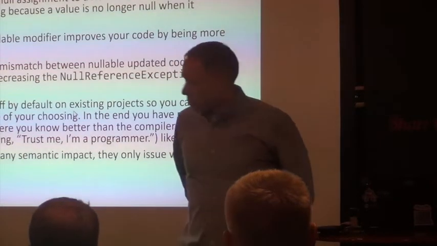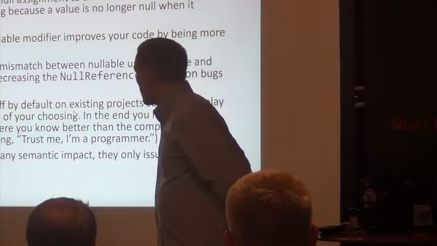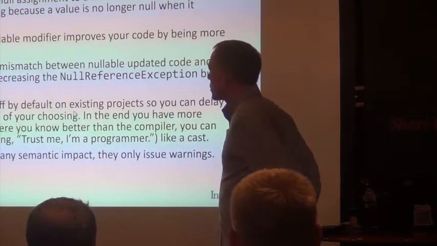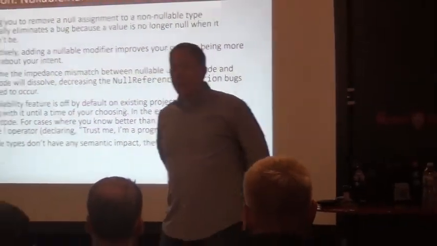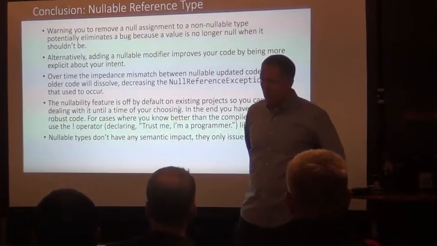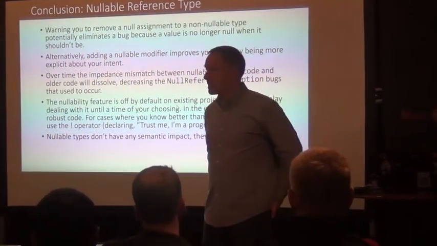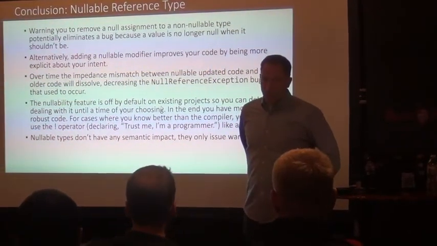Okay, let me just walk through these quickly. It's a lot of text, so I'll try to be quick here. The conclusion, nullable reference types. Wanting to remove a null assignment to a non-nullable type is likely to eliminate a bug. Right? If you have this scenario where you assign null, and you're saying this is now a non-nullable type, fix it. It's likely fixing a bug later on.